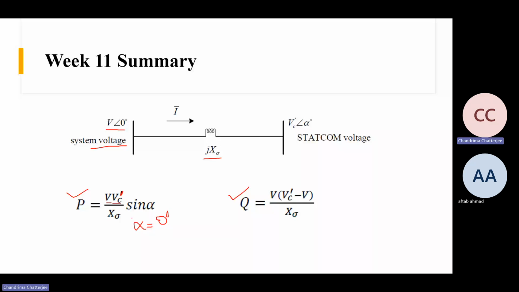There is no active power injection, only reactive power is there. So when alpha is equal to 0 degrees, the value of Q is this. Fine. So at alpha equal to 0, the reactive power is non-zero, but the active power is 0, obviously. And you can understand that if VC dash changes, then Q will also change. So the controlling parameter here is VC dash, because V is constant usually and X sigma is also constant.